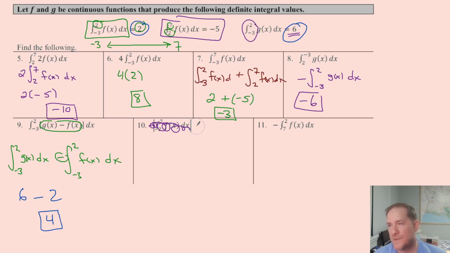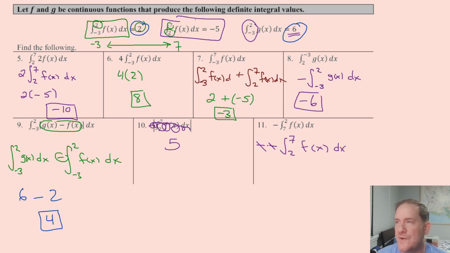Nah, not going to care. Although I think it's 5. Okay. And then this guy has no absolute value bar, so we'll do this one. But it's got a negative on it already. Then it's got out of whack limits of integration, so I'd change that to 2 to 7. That would generate another negative, and then the negative would just cancel out. So you're just doing the integral from 2 to 7 of f of x dx, and that's waiting for you right here in the middle, saying that it's -5.